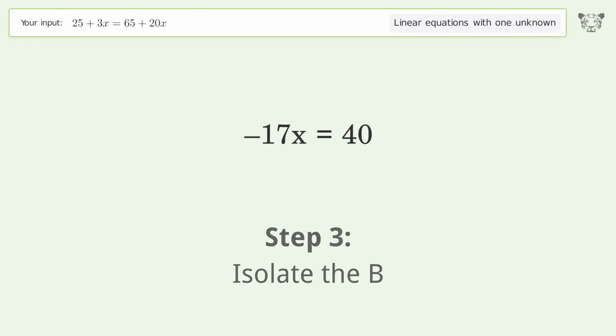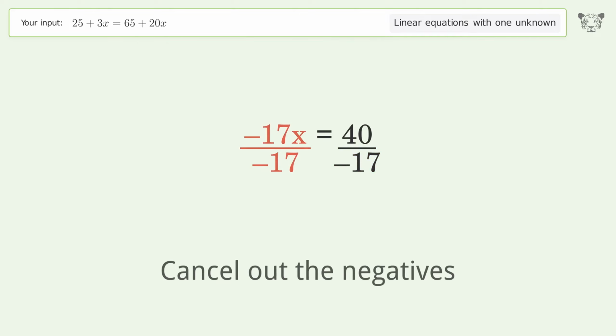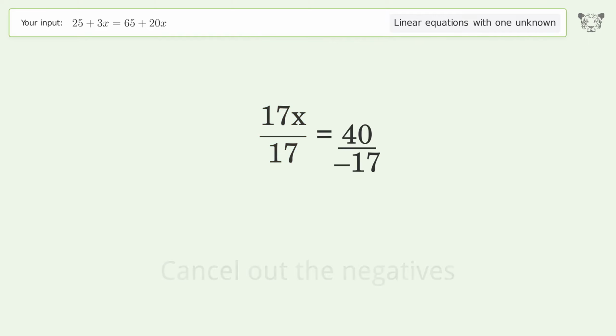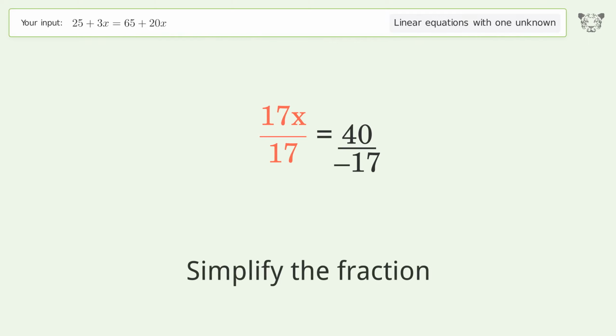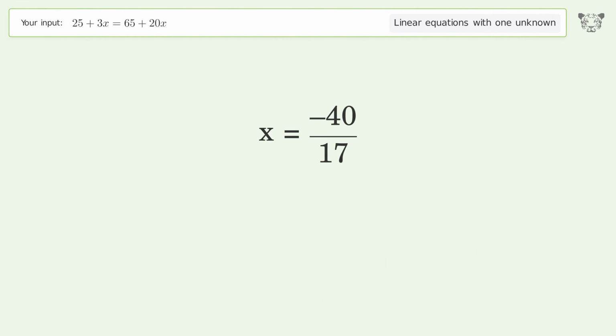Isolate the x. Divide both sides by -17. Cancel out the negatives. Simplify the fraction. Move the negative sign from the denominator to the numerator. And so the final result is x equals -40/17.